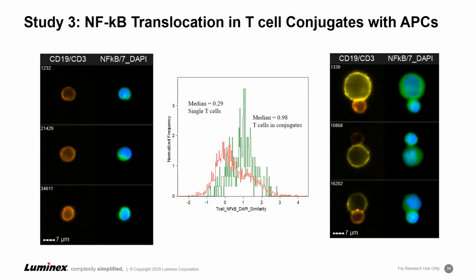Looking at the histograms, you can see that there is a shift in the median similarity score from 0.29 in single T cells, shown in the red histogram, to a median similarity score of 0.98 in T cells that are connected to an APC, shown as the green histogram. The images shown of the T cells and cell conjugates are of those with the median similarity score. Single T cells don't show much overlap between the DAPI and the NF-kappa B signal, but if you look at the T cell APC conjugates, you can see that it almost looks like a bright star pattern of NF-kappa B inside that DAPI region.